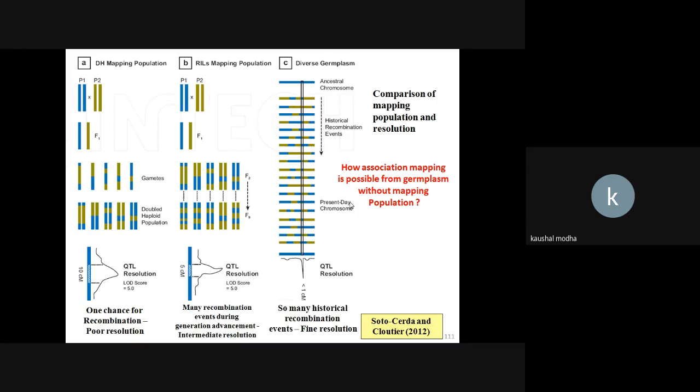Now, resolution in different mapping populations. If we talk about double haploids and RILs, we are talking about linkage mapping, real-time recombination. In double haploids, as I told you, we develop double haploids from the haploid. These are the F1 individuals. Recombination occurs during F1 meiosis, and this is the genetic constitution of different gametes. A particular chromosome is shown here. Different gametes have different recombinations for that chromosome.